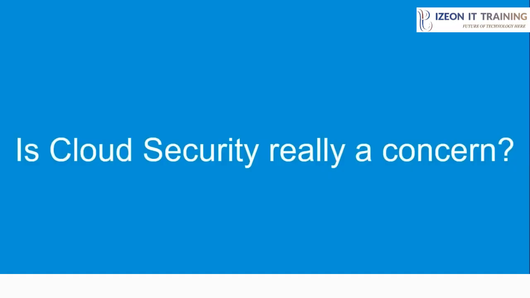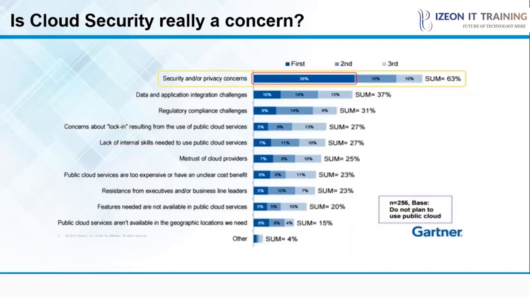If we say that cloud security is really important and there's no one who's actually thinking about it, there's no point, right? So let's see if companies who are making a move to the cloud actually think about cloud security. Here's a Gartner research on companies who are planning to move to the cloud or who have not moved to the cloud yet. What are their concerns? Why are they not doing so? The topmost reason listed by these companies was security and privacy concerns, right?